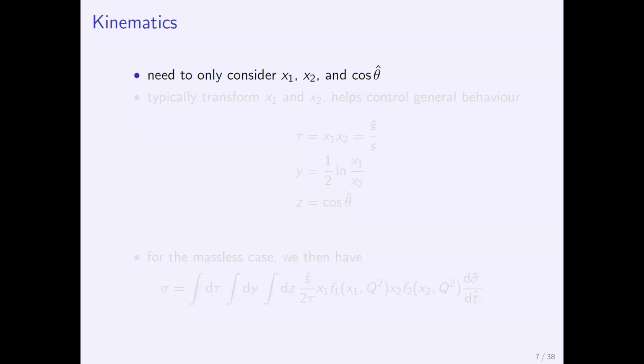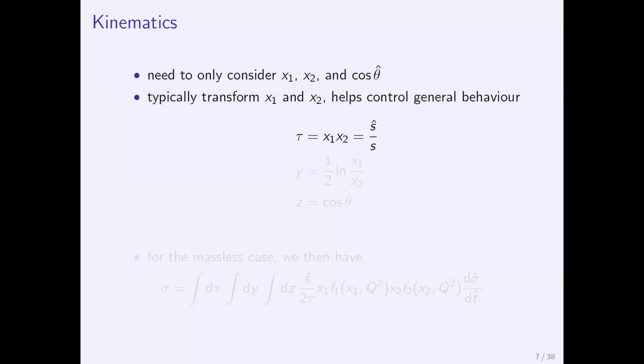Okay, now it turns out that while these are the things that we need to know, and these are probably in terms of the way that we typically integrate these cross sections or these matrix elements, there are other variables that are more useful to actually sample from because they're better behaved in terms of how we can sample them. So we transform x1 and x2, and this just helps control the general behavior of all of this. And we transform them into these variables that we call tau, y, and z.